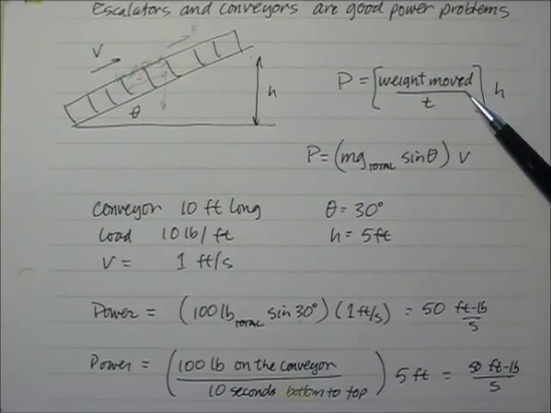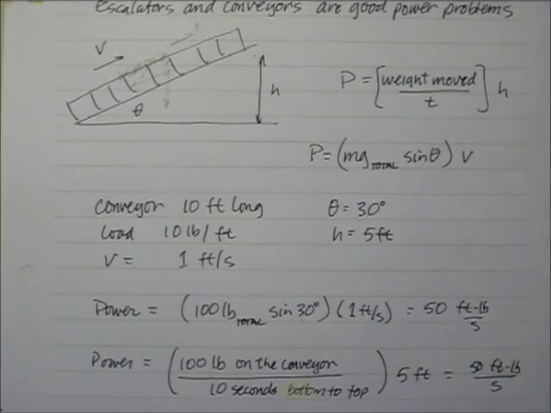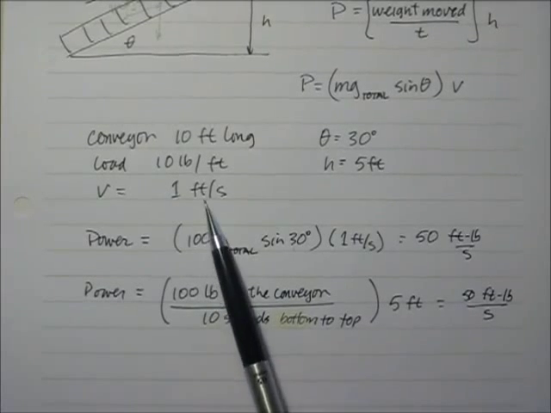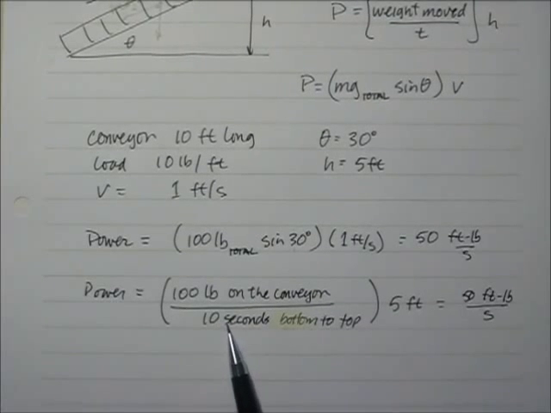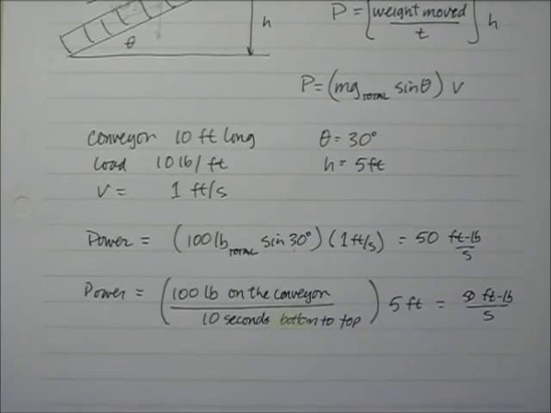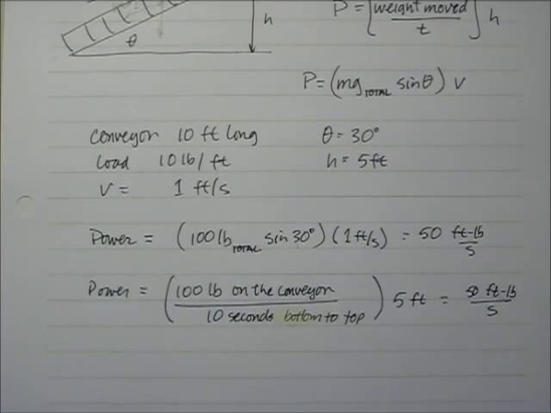Or we could use this relationship with total weight moved over the time that it takes to get up there times our h. And let's say that we have 100 pounds total on the conveyor. That's our weight moved. If we say that it's 1 foot per second and it's 10 feet long, we know that it takes 10 seconds to get from the top to the bottom. So that's 100 divided by 10, and our total h is 5 feet, and we get the same number. So anyway, you can look at these conveyor problems either way that makes sense to you, and we'll do some more in class.